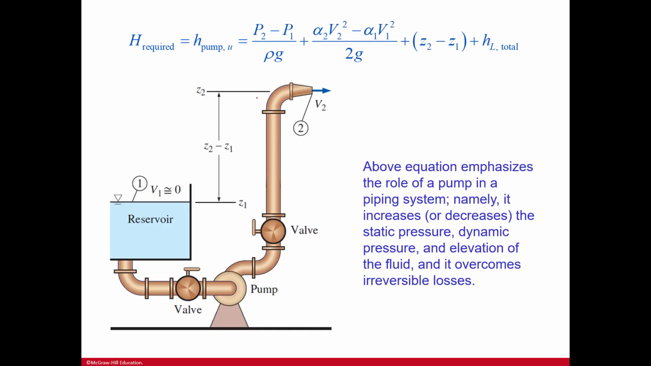And then here, the above equation emphasizes the role of a pump in a piping system, namely it increases or decreases the static pressure, dynamic pressure, and elevation of the fluid as it overcomes irreversible losses. And this is just depending on what you need to pump. So just depending on if you need it to be increased or decreased.